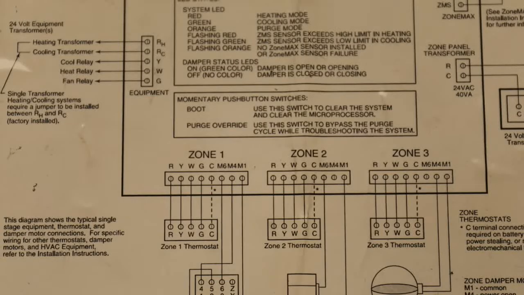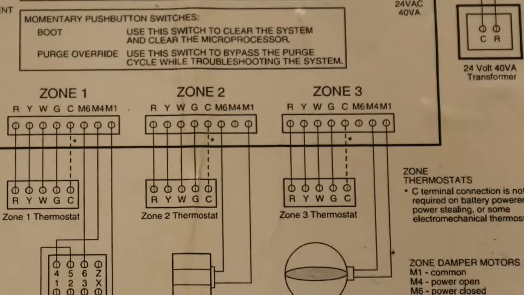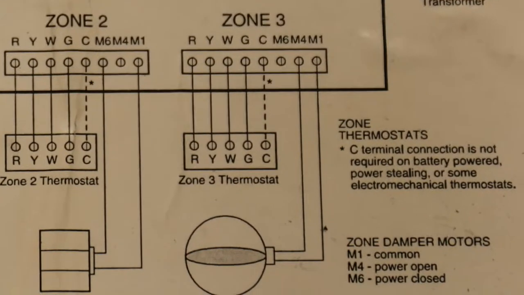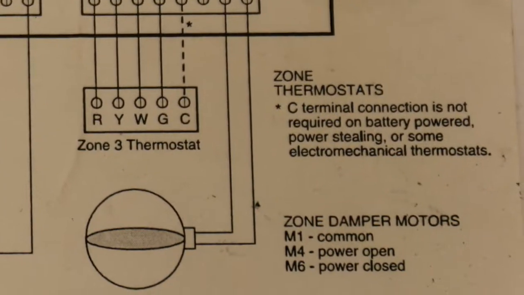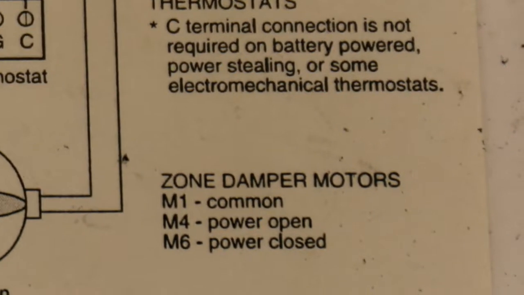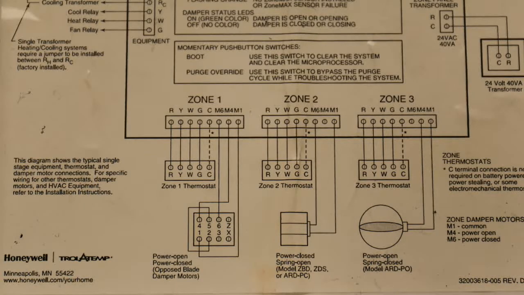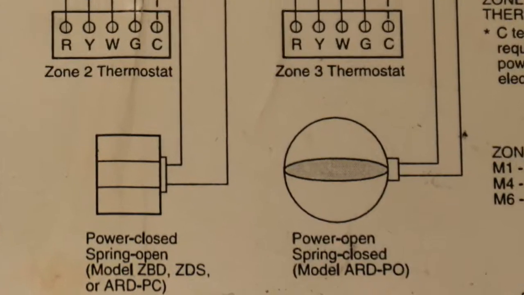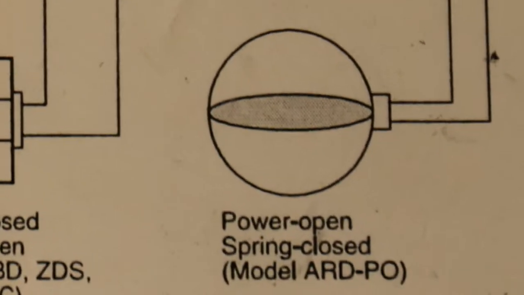If you look at the schematic, you'll see that they still identify the terminals as power open and as power closed. So even though the names are different, they function exactly the same as every other zone control in the world. The schematic also shows you the proper hookup for any type of damper configuration.